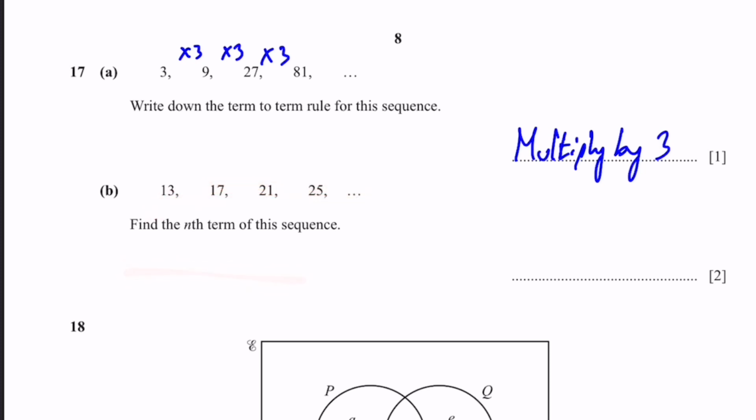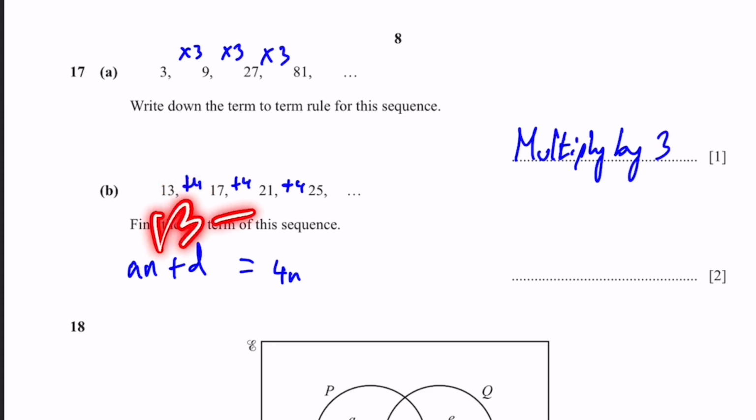B. 13, 17, 21, 25 continues. Find the nth term of the sequence. We can see that the common difference is plus 4, plus 4, plus 4, like that. So you can use the formula an plus d. A is the term-to-term rule, so that'll be 4n plus d. What's d? That's the difference of the term-to-term rule from the first term. So 13 minus 4, that's equal to positive 9, so 4n plus 9. And that is the answer.